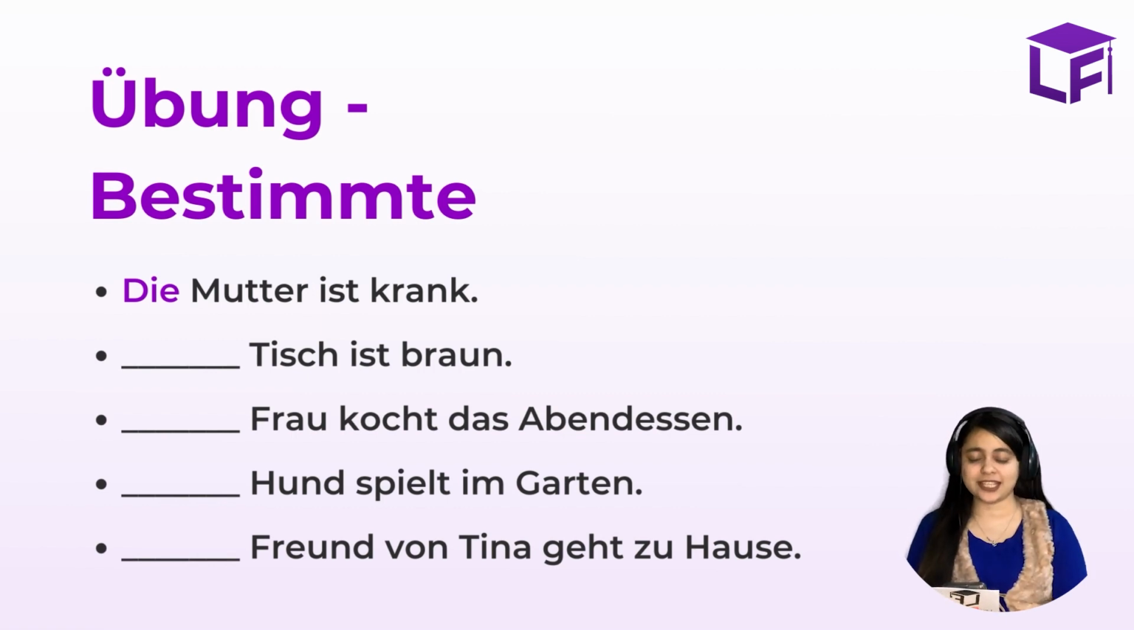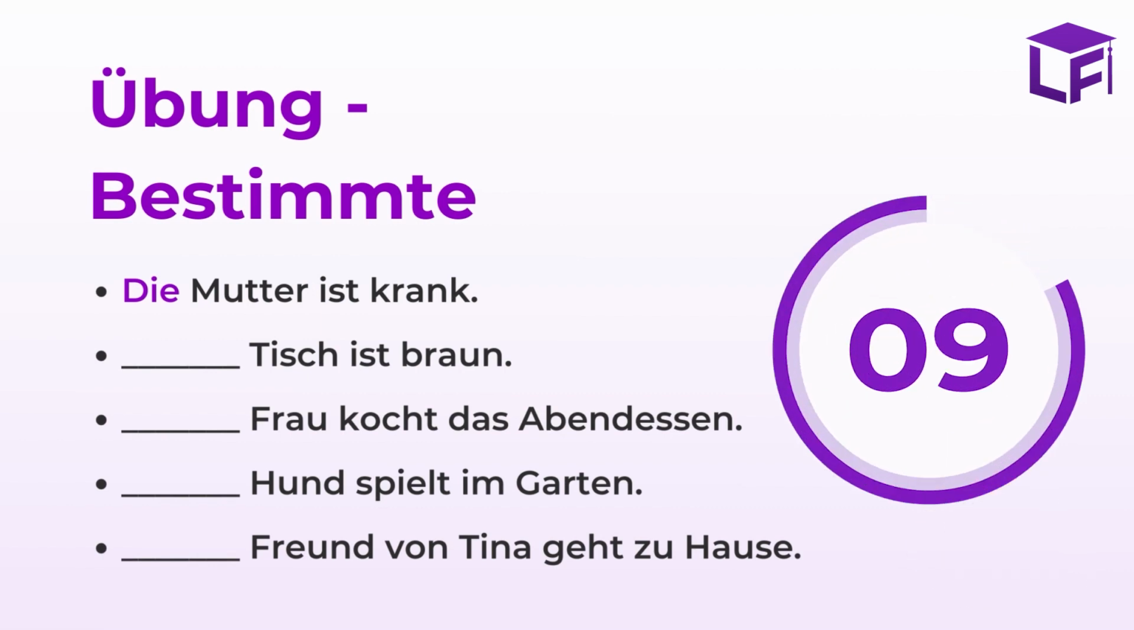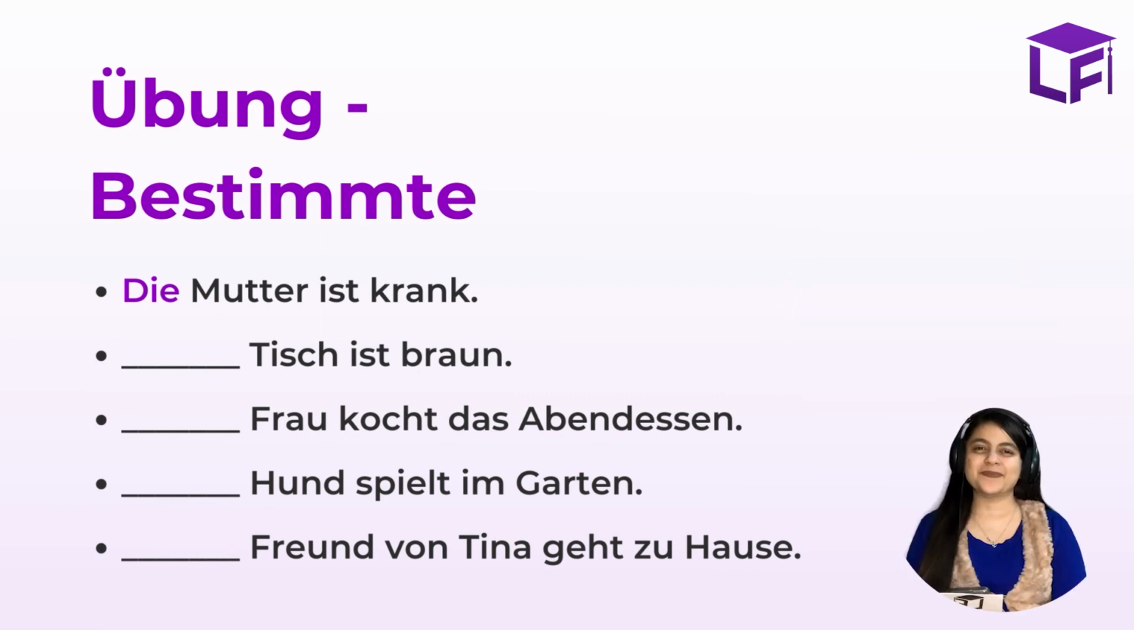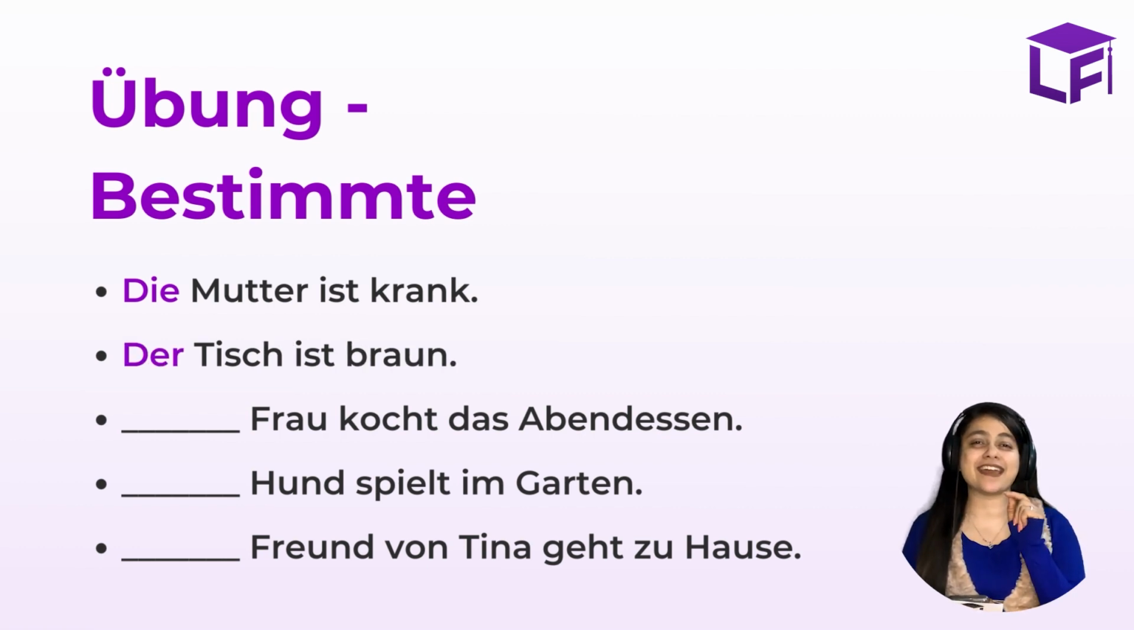The next one says, Dash Tisch ist braun, which means the table is brown in color. Again, you have 10 seconds to think of the answer. Time's up. So, what is Tisch? Which bestimmte article will you use for it? Exactly. It is der Tisch, the masculine article. Der Tisch ist braun. Correct, guys.